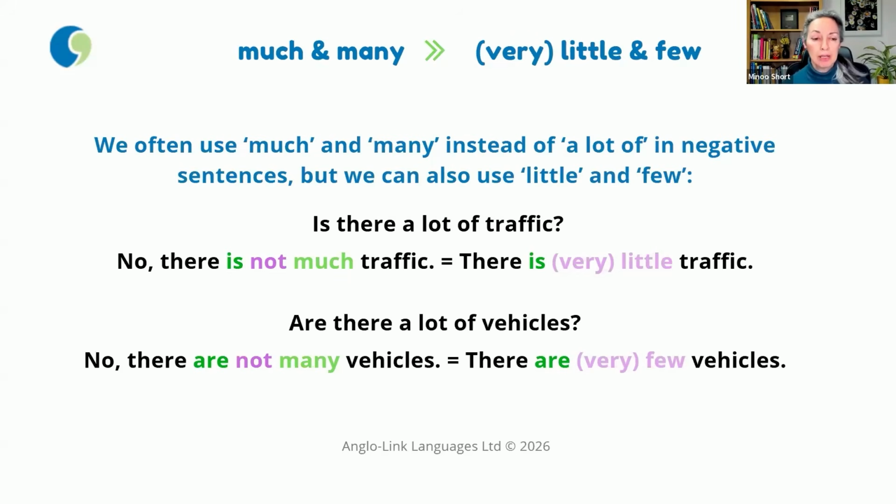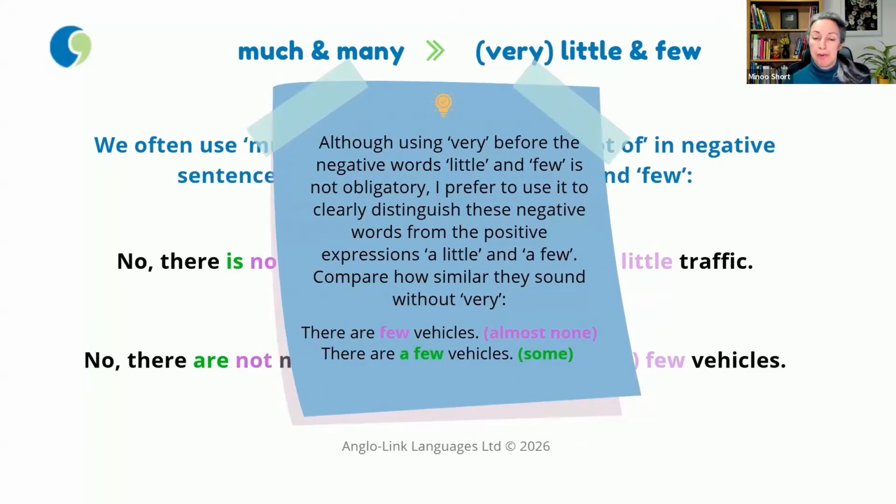Are there a lot of vehicles? No, there are not many vehicles. There are few or very few vehicles. Now, I'd like to say a word about this word very. Although using very before these negative words, little and few, is not obligatory, I personally prefer to use it to clearly distinguish these negative words from the positive expressions a little and a few.